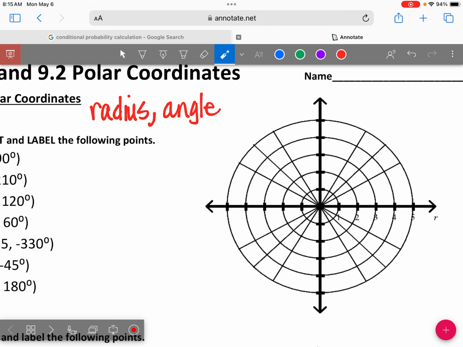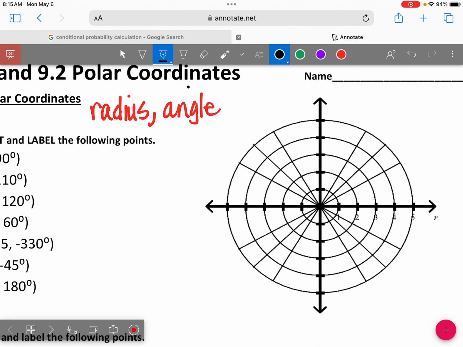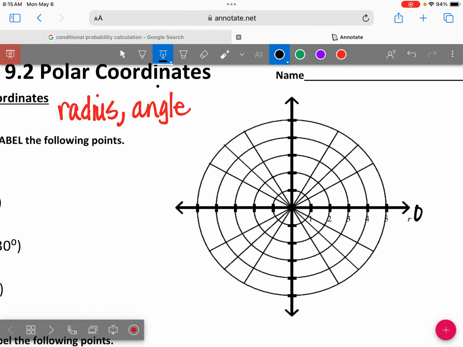So let's go ahead and label our angles going around. So if you remember, if not, you can pull out your unit circle and copy from there.